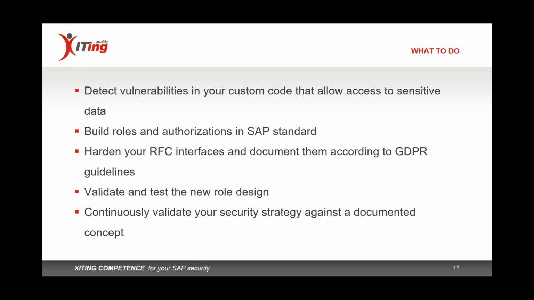And then on an ongoing basis, we're not just doing an RFC hardening project and then forgetting about it. On an ongoing basis, we want to make sure that we don't deteriorate from our design, so that we stay in sync. We don't reintroduce SAP_ALL, for example. So on an ongoing basis, we have a continuous security strategy that's also properly documented. So that's usually what we have to do.